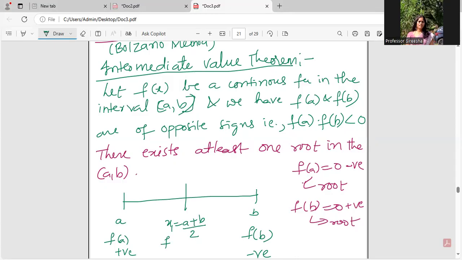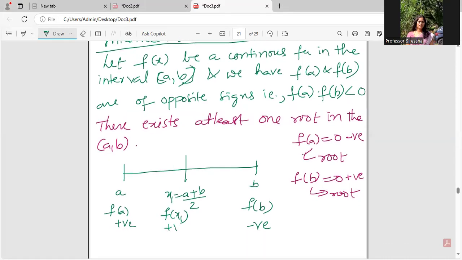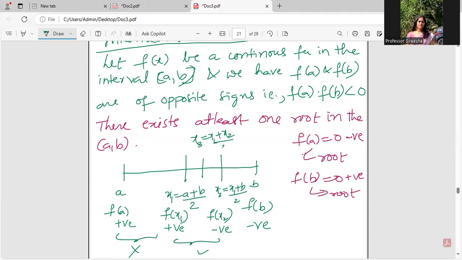Now, immediately I'll be checking f of x1. If f of x1 is positive, then what happens? Between two positives, there cannot be a root. So I'll be going with this interval and bisecting. The next approximation to the root would be x1 plus b by 2. Again, I'll be checking f of x2, which is again the intermediate value theorem. Suppose this is negative, then between a positive and a negative only, I can have a root. So I'll be bisecting x1 and x2. x1 plus x2 by 2 would be my third approximation.